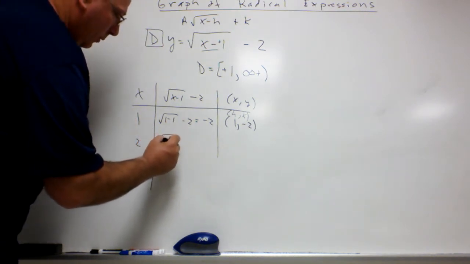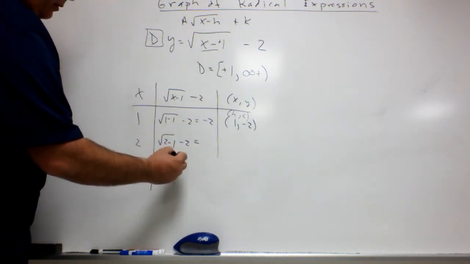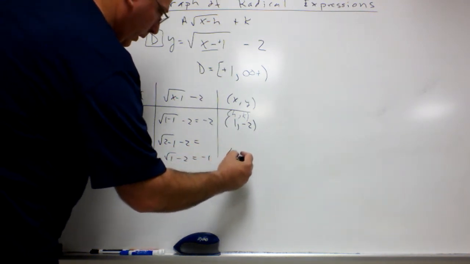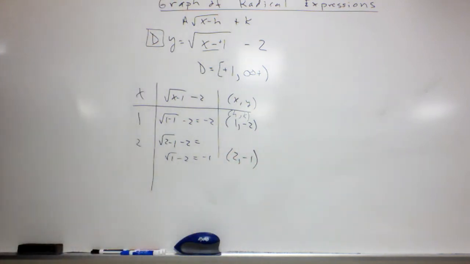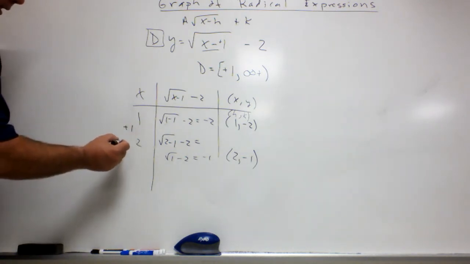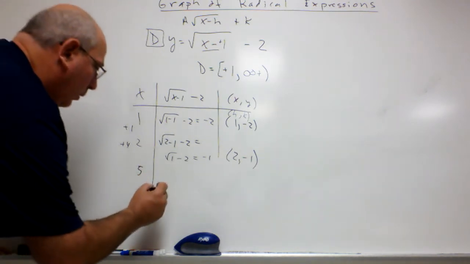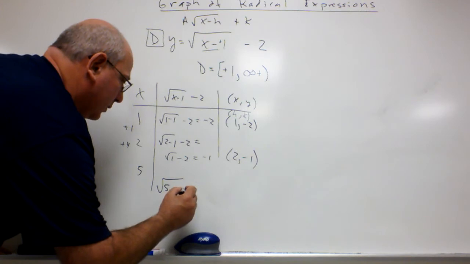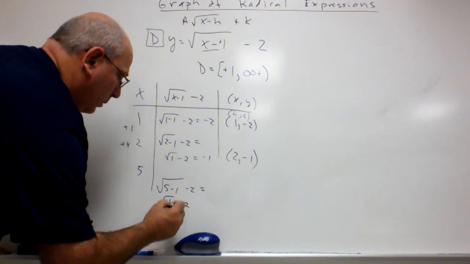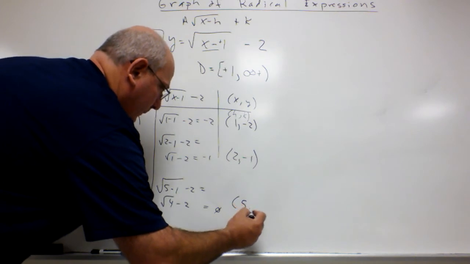And if we put in 2, we get the square root of 2 minus 1, which is the square root of 1, minus 2. 1 minus 2 is negative 1. So we get 2, negative 1 as an address. So this is plus 1. And now we want to go plus 4. So if we put in 5, we get the square root of 5 minus 1, minus 2. 5 minus 1 is 4. The square root of 4 is 2, minus 2 is 0. So the next address is 5, 0.